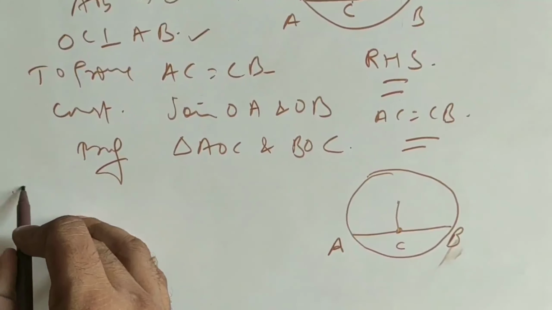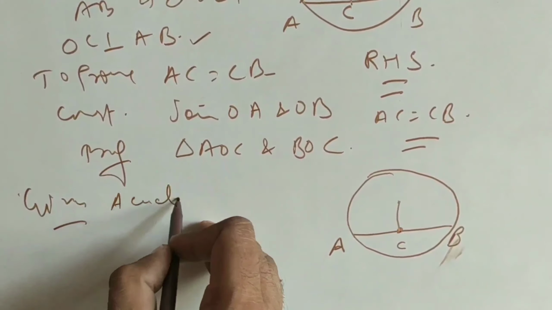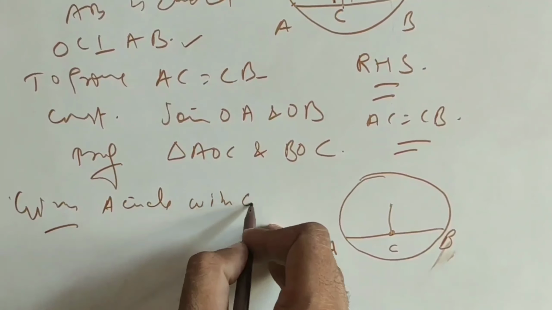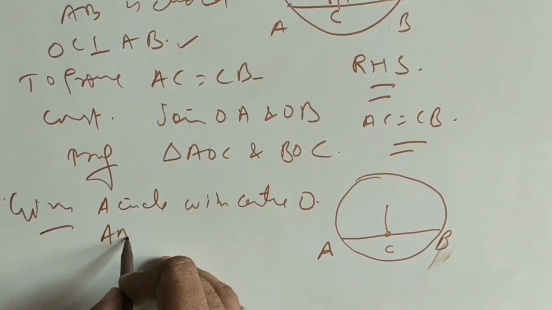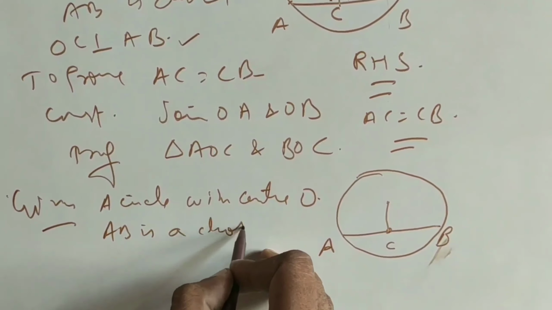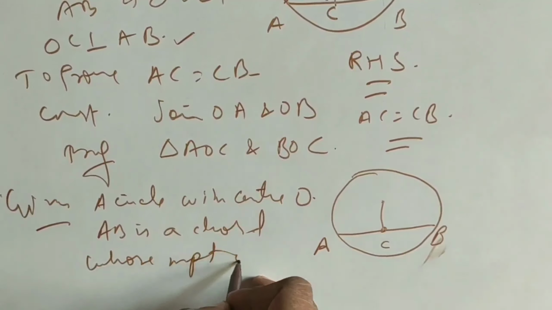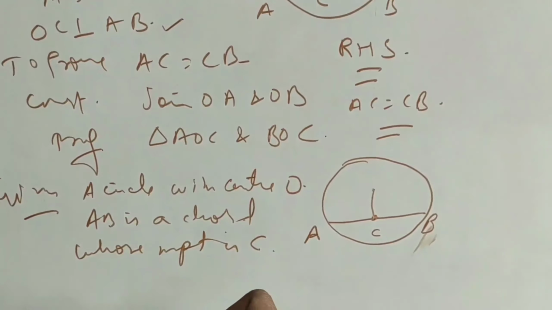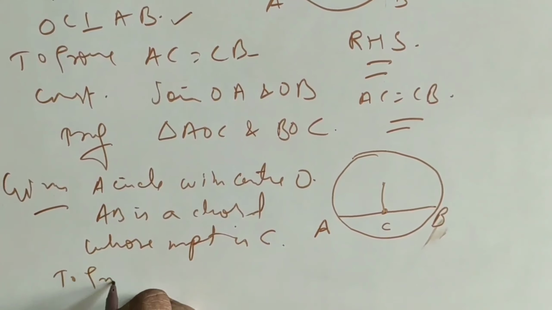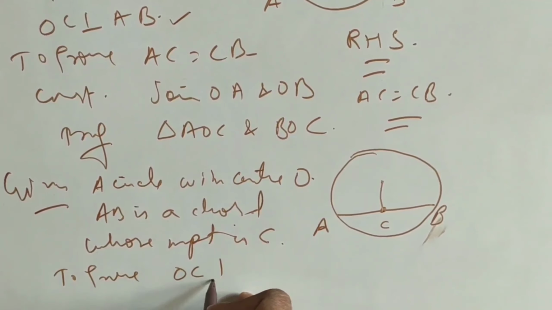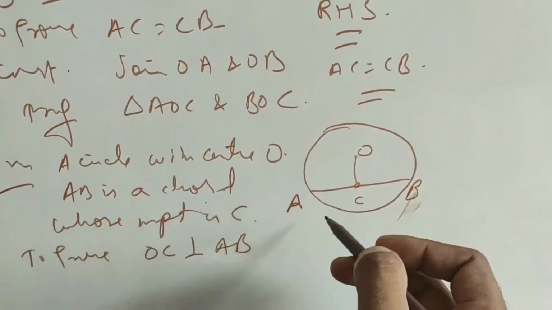Now in this part, what is given? Given a circle with center O, and AB is a chord whose midpoint is C. Now we need to prove OC is perpendicular to AB. O is the center of the circle.